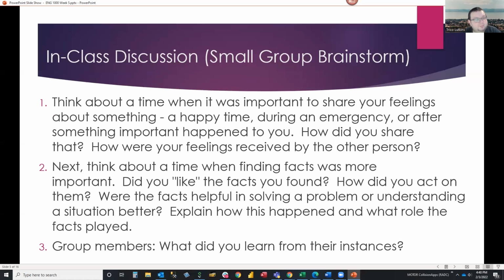And the second one: think about a time when finding facts was more important. Did you like the facts you found? How did you act on them? Were the facts helpful in solving a problem or understanding a situation better? Explain how this happened and what role the facts played. It's hard to do because we're not in groups. If you're thinking about it later when you watch the video, you can't really ask yourself what you learned from other people's experiences. But the first two you can ask yourself while you're listening to the video.